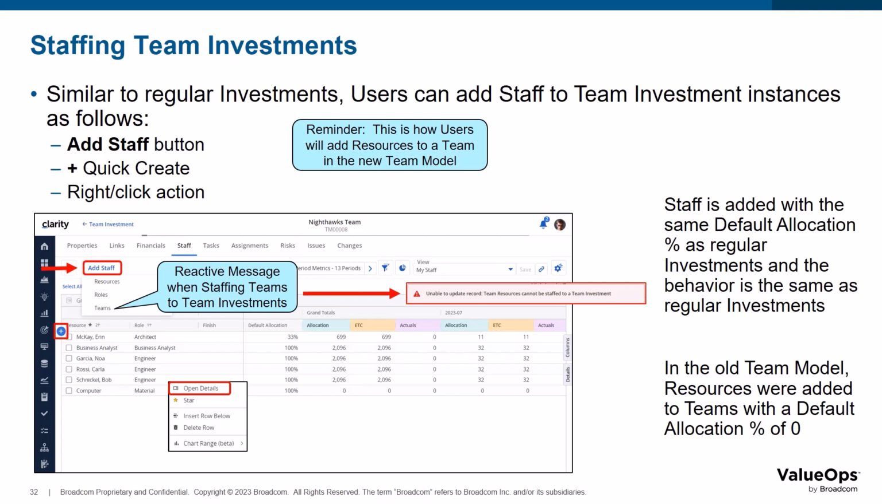But even though the teams is displaying in the drop-down as an option, if you were to select it, we're going to show you a reactive message that's saying that you're not allowed to add teams to a team investment. One thing to keep in mind, though, is whenever you're adding staff to teams in the new model, they'll be added with the same default allocation percent that applies to regular investments. It's the same behavior there. But in the old model, whenever you add resources to teams, it would have a default allocation percent of 0.